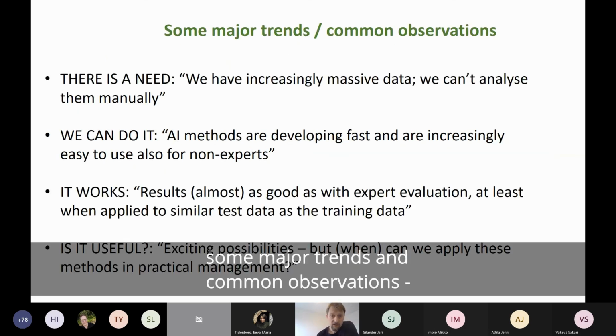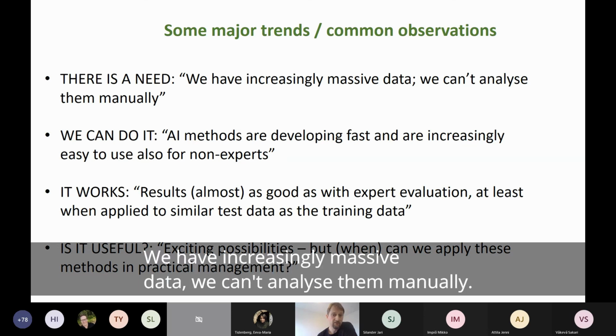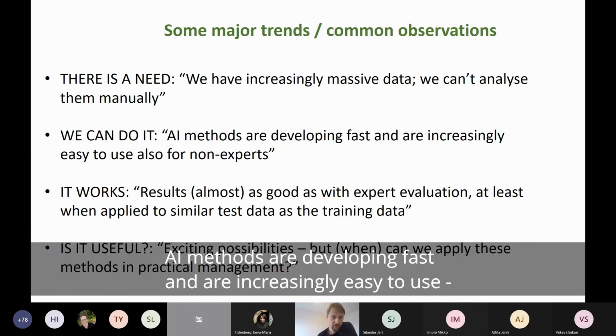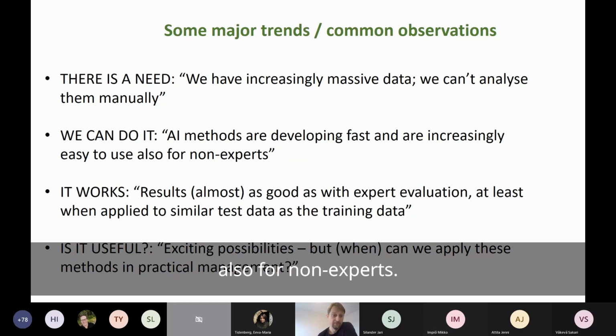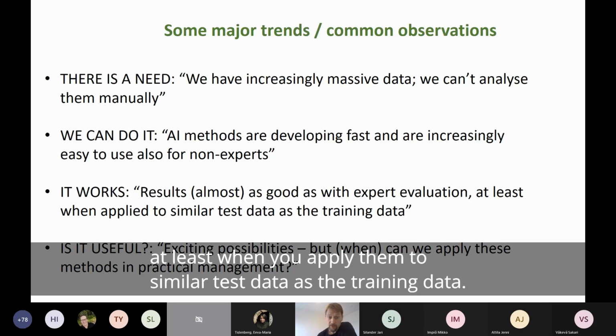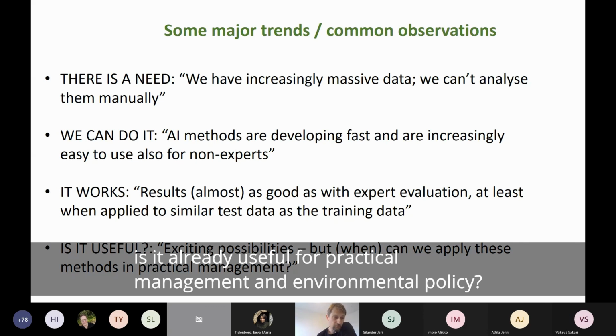My final slide, some major trends, common observations from the presentations today. The first one is that there is a need for AI. We have increasingly massive data, we simply can't analyze them manually anymore. Second point, we can do it. AI methods are developing very fast, and they are increasingly easy to use also for non-experts. Third point, it works in practice. Results are almost as good as with expert evaluation, at least when you apply them to similar test data as was the training data. But then the final question mark, is it already useful for practical management and environmental policy?